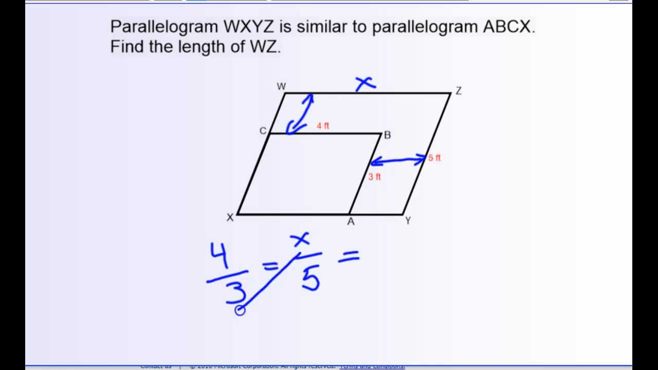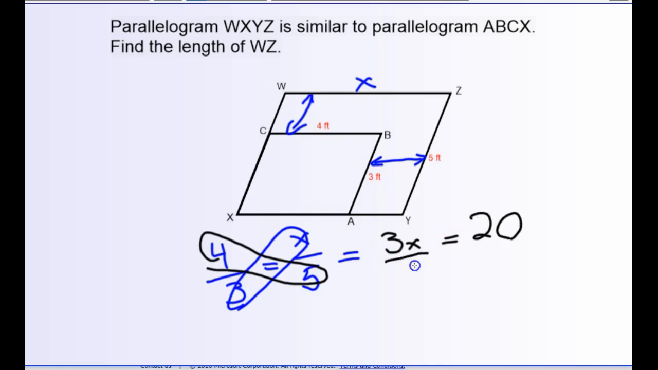So to solve this then, again we have to cross multiply. So 3 times x gives us 3x, and 4 times 5 gives us 20. So we need to divide by 3 to get x by itself. X equals 20 divided by 3, which is 6.67. So we know that WZ is 6.67.